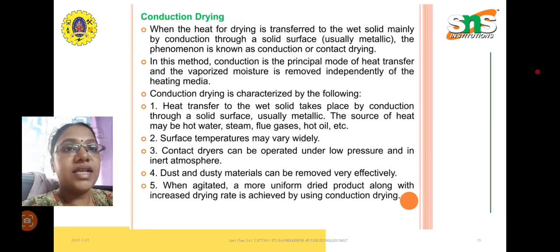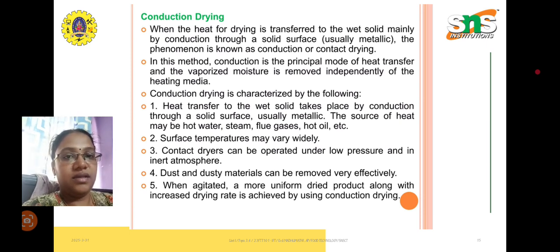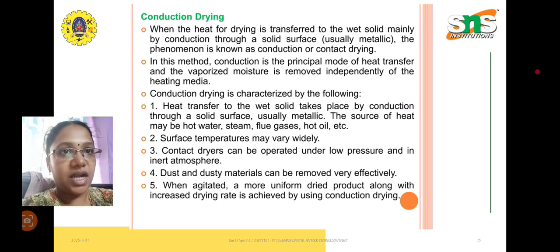Conductive drying is a method where the principal mode of heat transfer and the removal of vaporized moisture are independent of the medium used for heating. The main concept behind conduction drying is that the heat for drying is transferred to the wet solid mainly by conduction through a solid surface. The phenomenon is called conduction or contact drying.